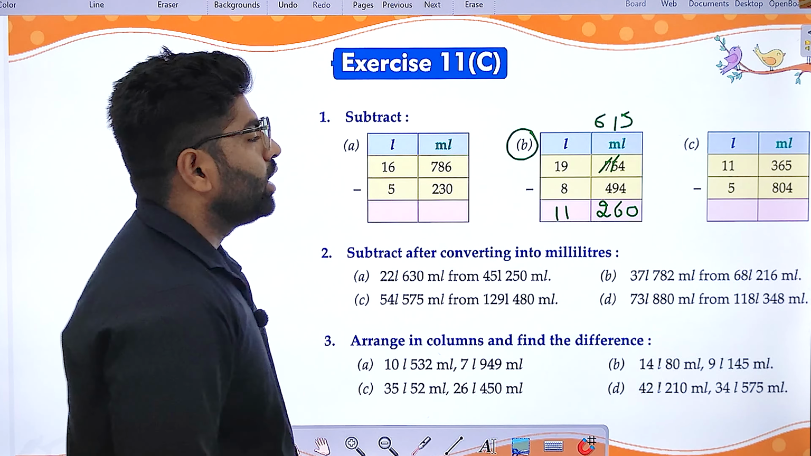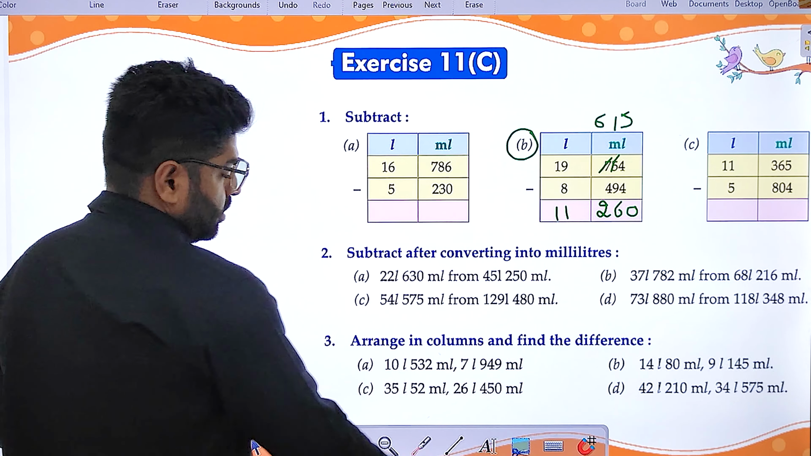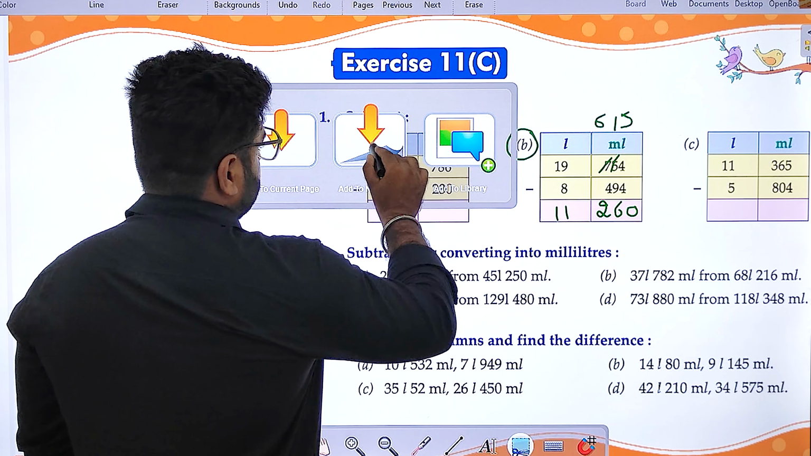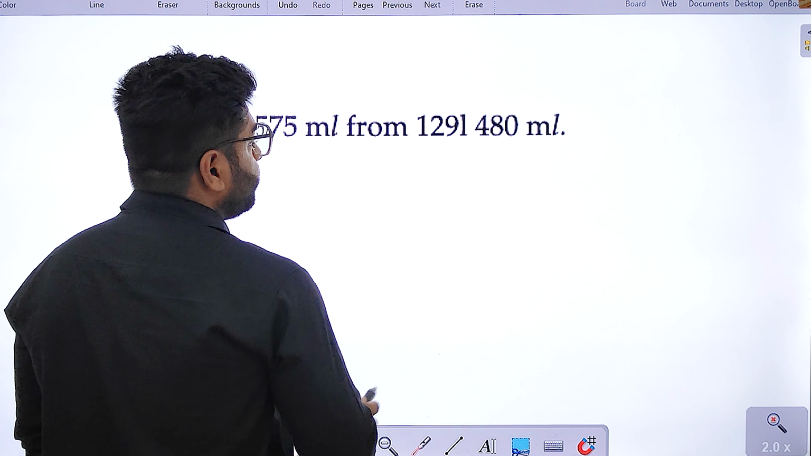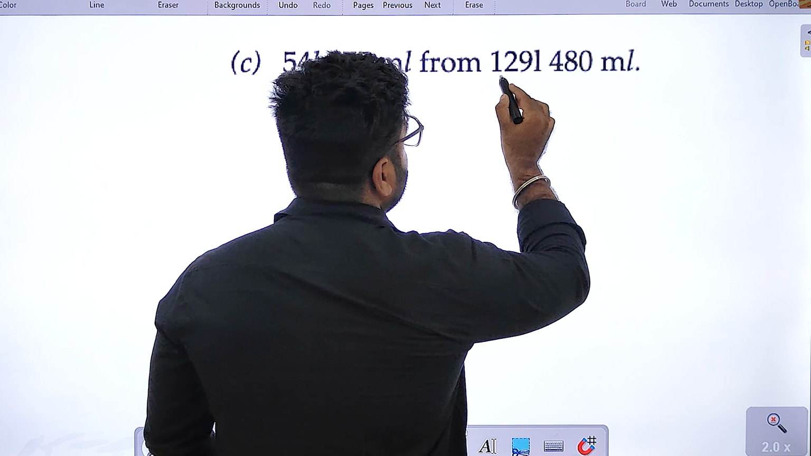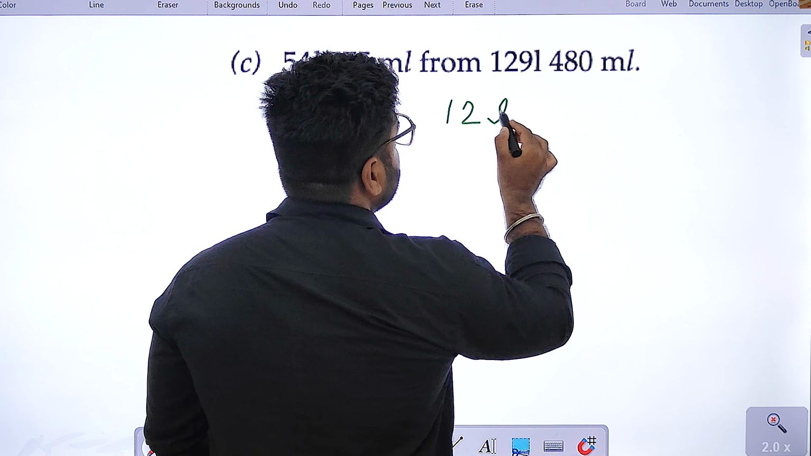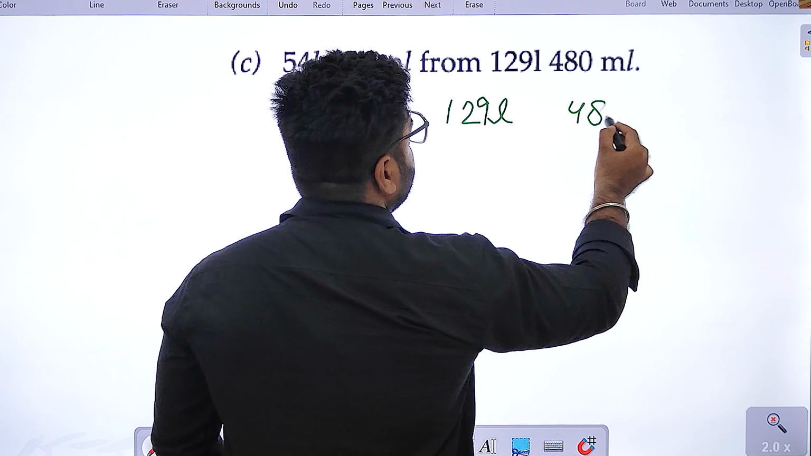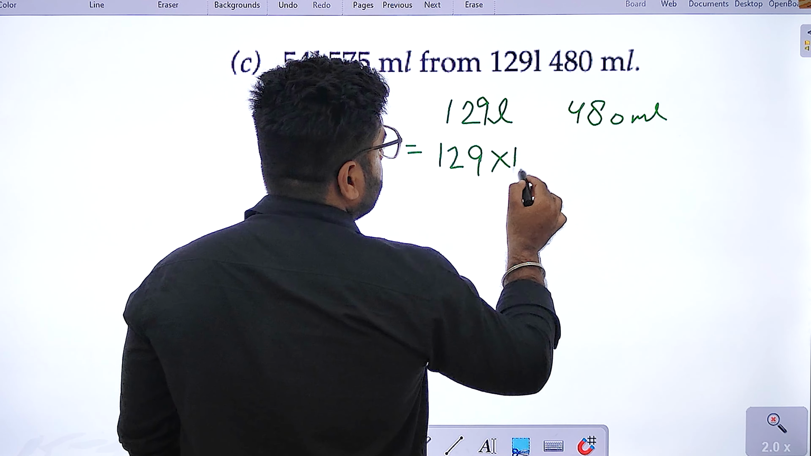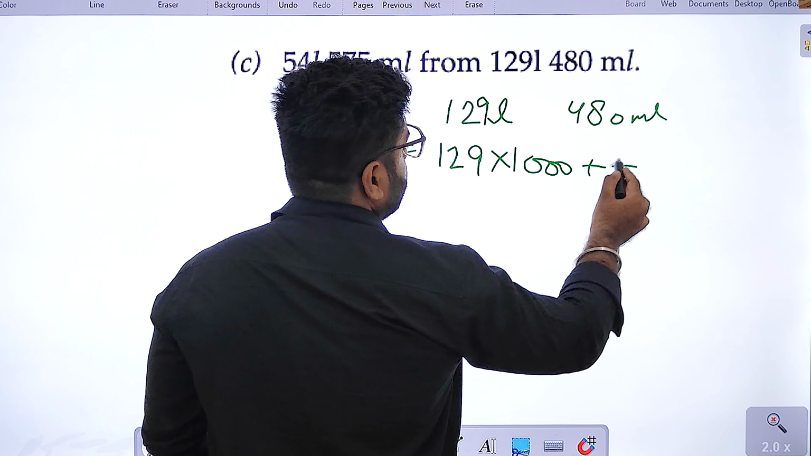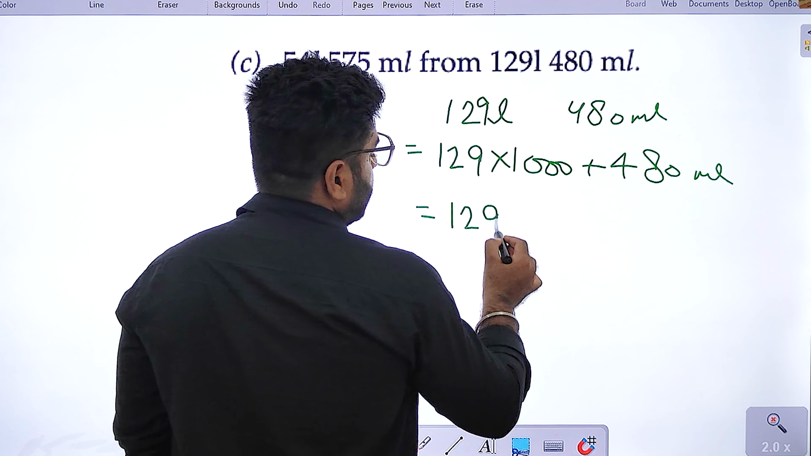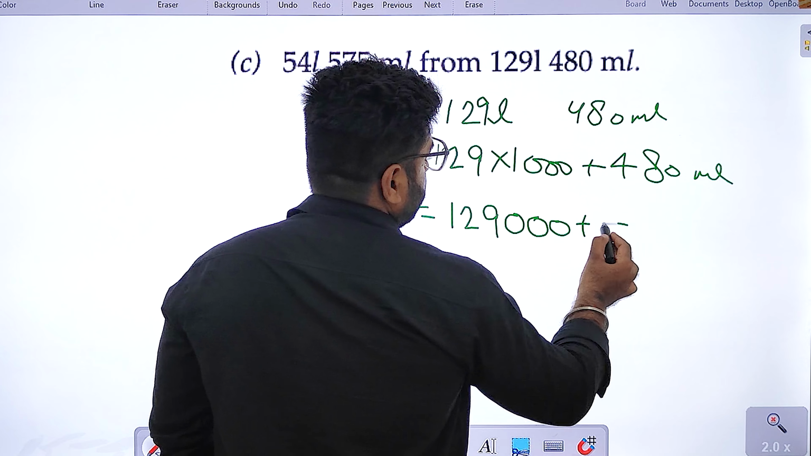Okay, now we are in question number 2, subtract after converting into milliliters. Okay, first we have to convert them and then we have to subtract. So here we are having, let's first convert this part. This is 129 liter and 480 milliliter. So first we are going to multiply 129 by 1000 to change into milliliter and then add 480 milliliter. So this will become 129,000 plus 480.